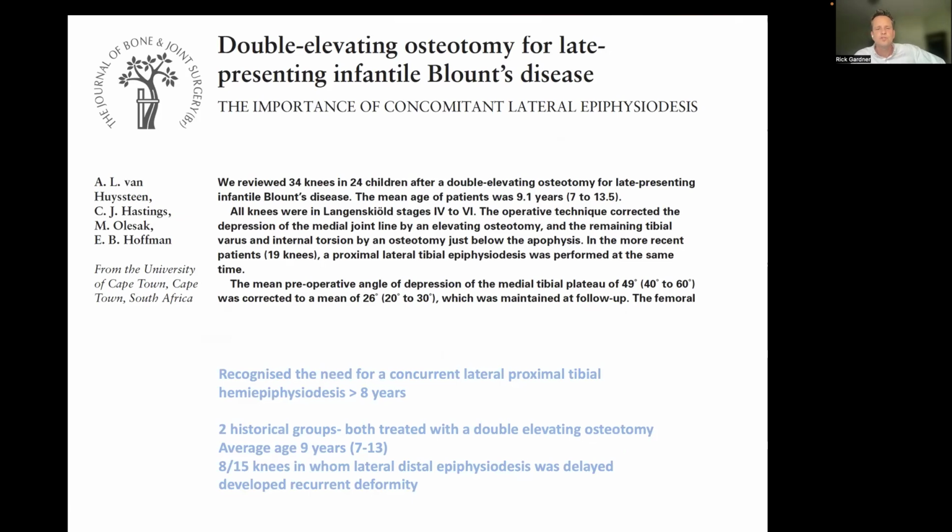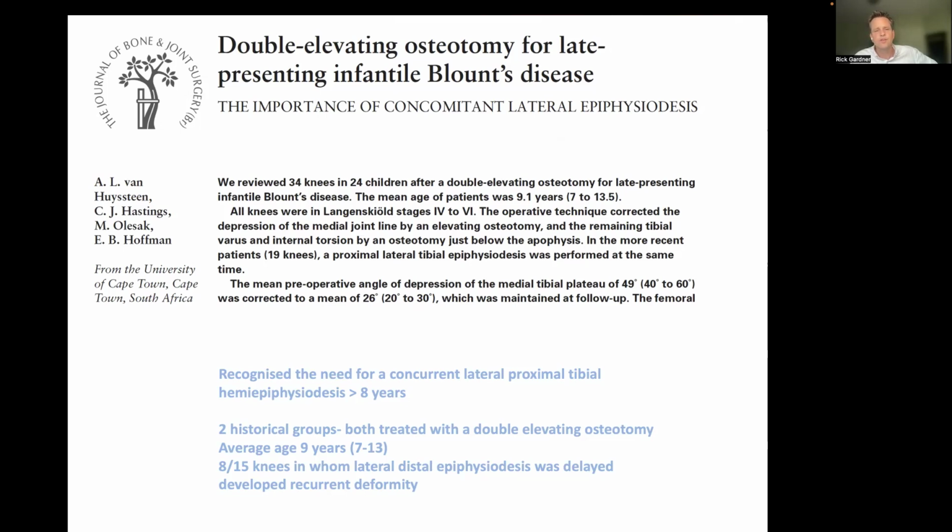found that for those children over the age of 8, when he did a hemi-plateau elevation, because there was such severe depression of that proximal medial tibial epiphysis and metaphysis, if he didn't do a lateral proximal tibial hemiepiphysiodesis, the recurrence rate was guaranteed.